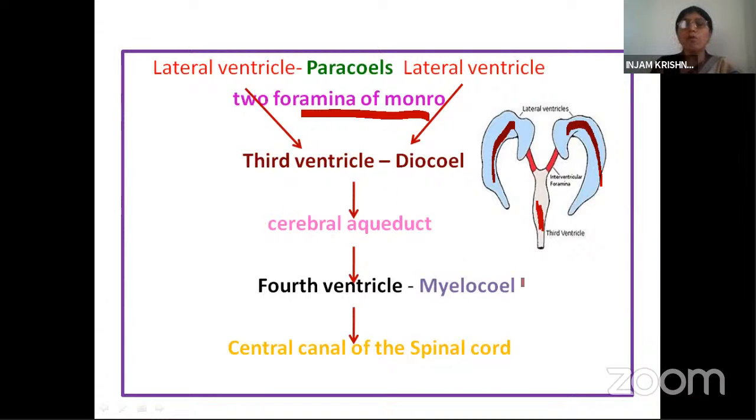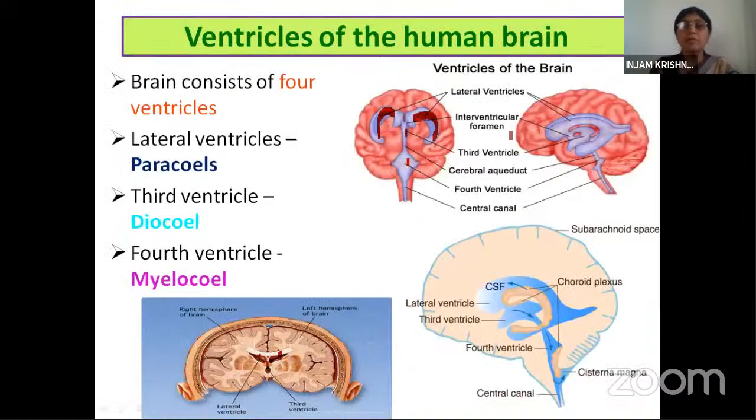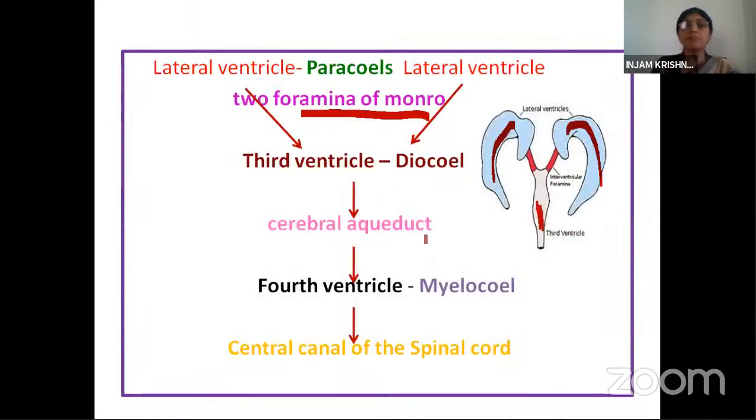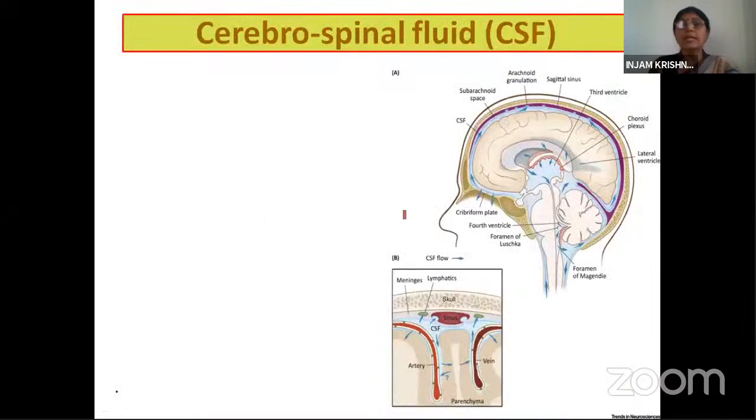These are the 4 ventricles of a brain. Have you seen here? See here. 2 lateral ventricles, the third one. This is the cerebral aqueduct, and it is the fourth one, and it opens into the central canal. These are the 4 ventricles. What are the functions of the 4 ventricles? They are filled with cerebrospinal fluid.